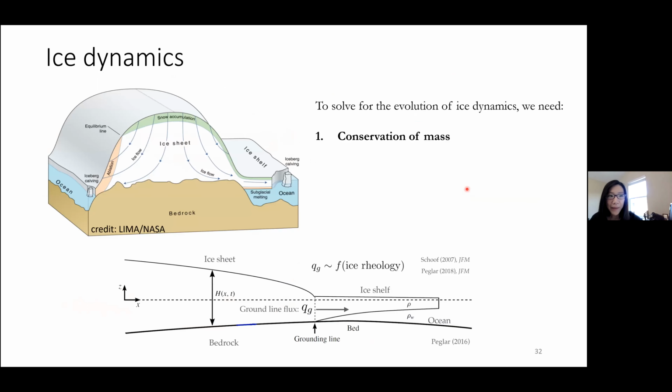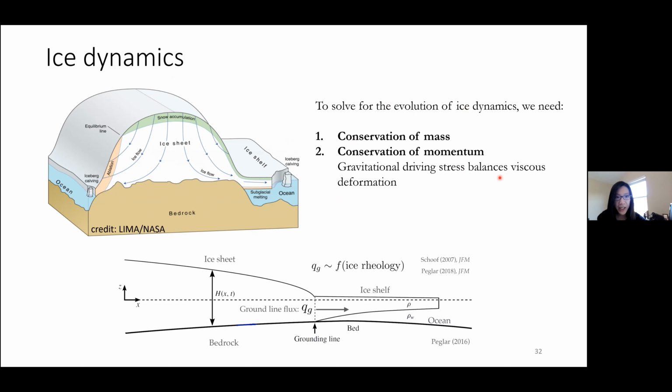So we know that when we try to predict the dynamics of ice shelves, we have to solve a system of equations that include the conservation of mass and the conservation of momentum. In this case, it's just a balance between the gravitational driving stress and the viscous deformation in ice. Importantly, we also need to specify the rheology of ice, which dictates the relationship between the stress and strain rate.